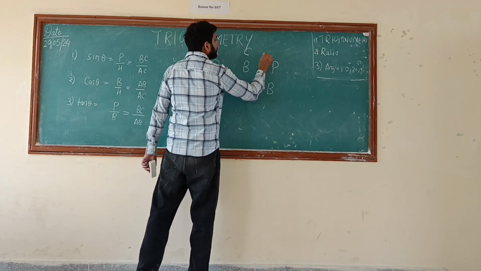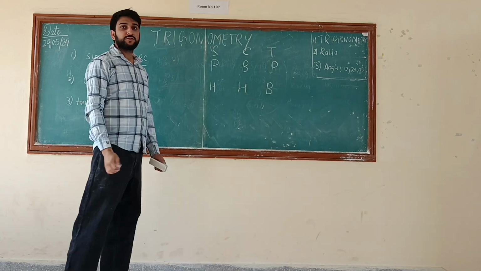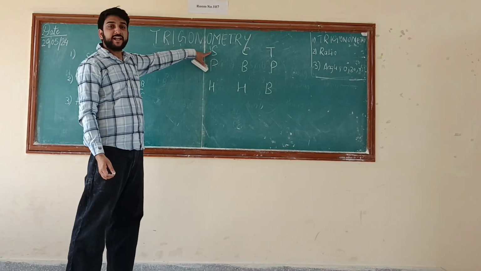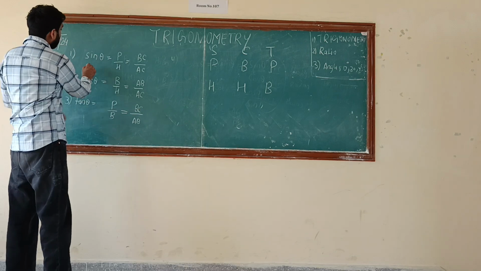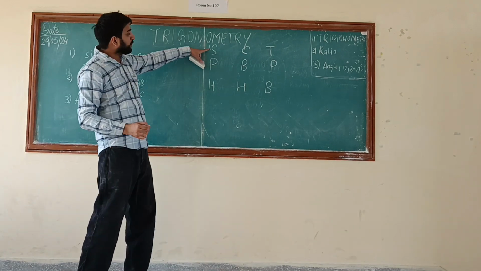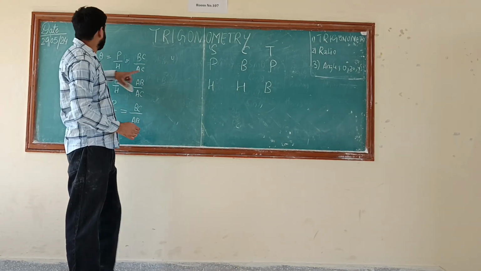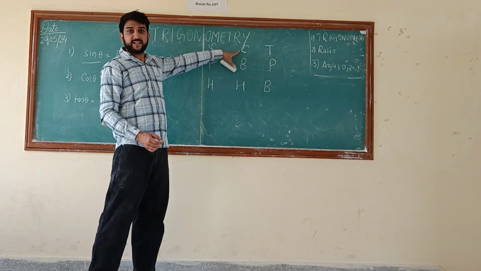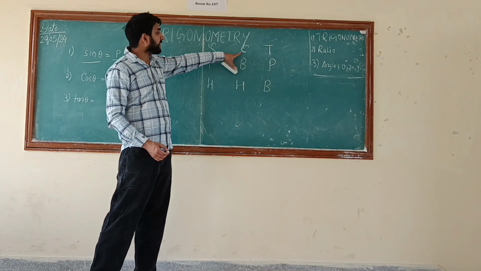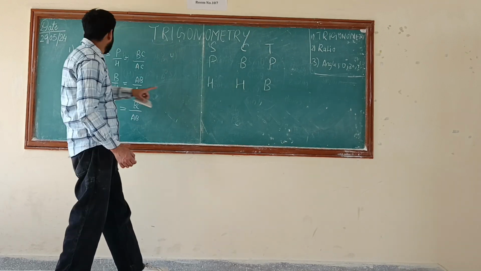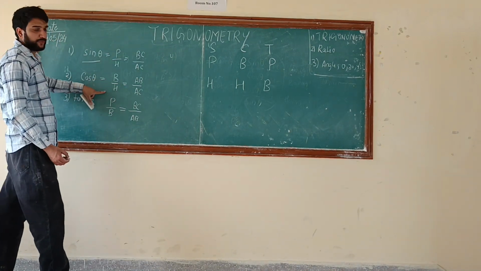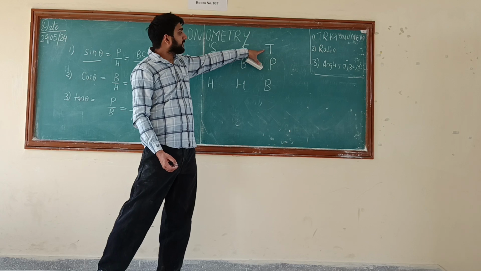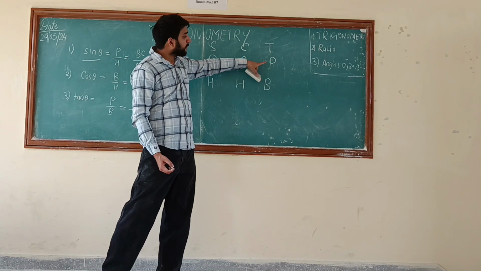Sona, Chandi, Tole. So here Sona stands for sine. So sin theta is equal to perpendicular upon hypotenuse. Here Chandi, here C stands for cos theta. So cos theta is equal to base upon hypotenuse. And Tole, here tan stands for perpendicular upon base.